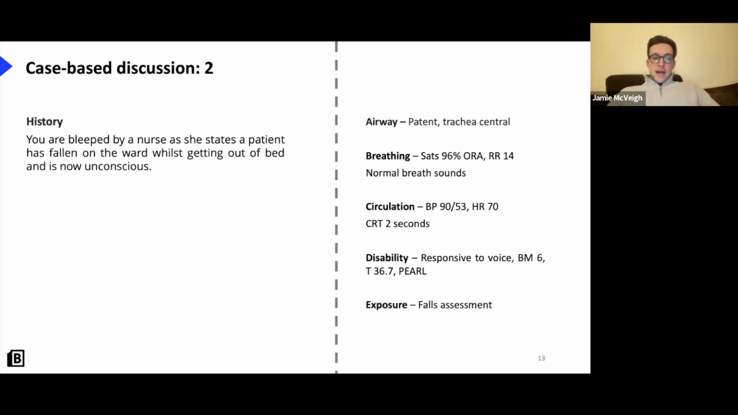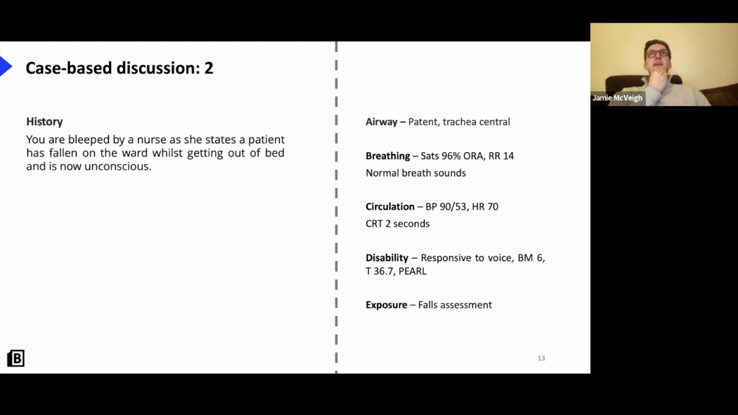So you go and you assess them. Airway's fine, breathing's fine. Okay. So immediately we're a bit more relaxed. But circulation, they're not tachycardic, but their blood pressure is 90/53. Okay. So they are hypotensive.